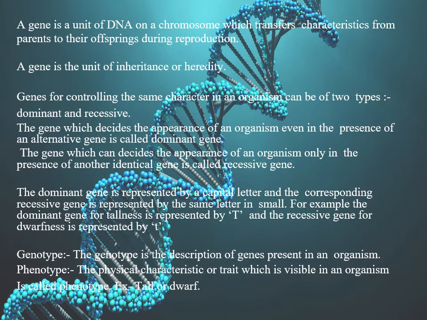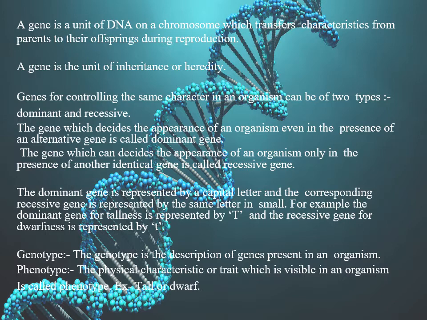So the dominant gene is represented by a capital letter, and the corresponding recessive gene is represented by the same letter in small. For example, if we are taking the trait of tallness, tallness is dominant over dwarfness or shortness. So the dominant gene for tallness will be represented as capital T, and the recessive gene for dwarfness is represented by small t.